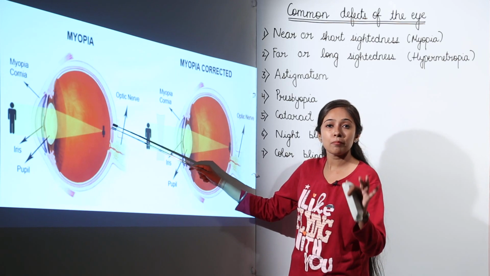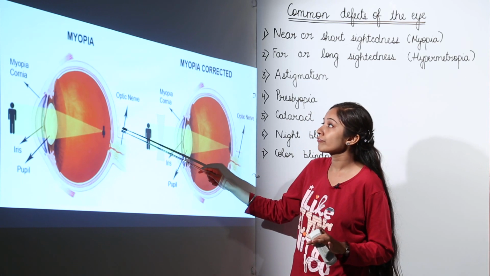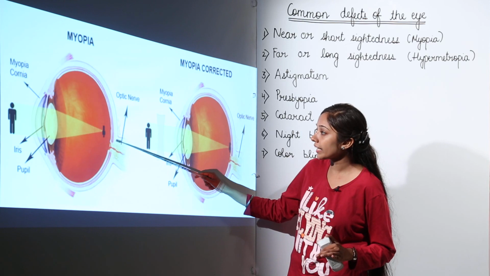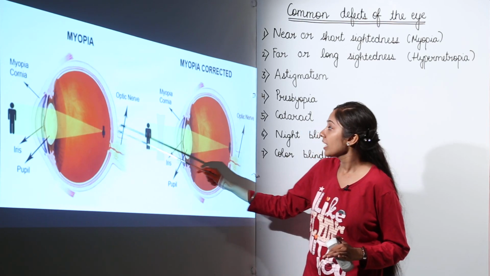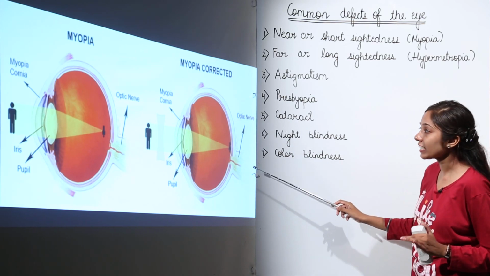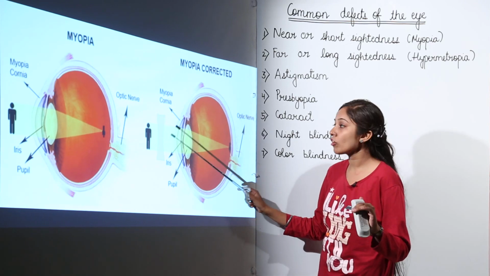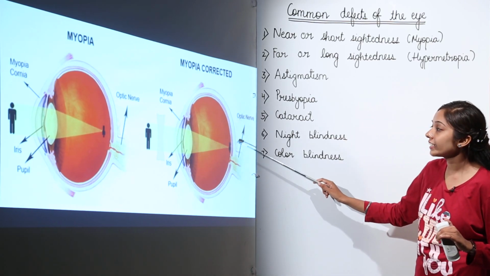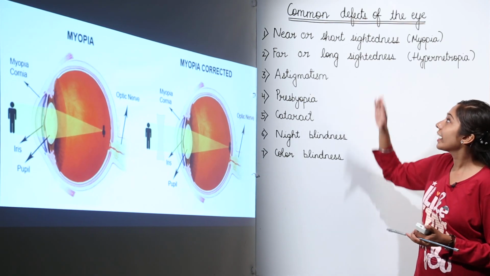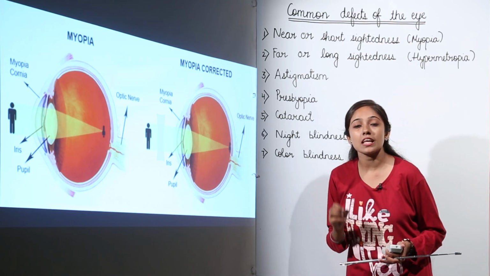As you all know that the image of the objects needs to be formed on the retina, but if you are suffering from myopia, the image is formed in front of the retina, not on the retina, but in front of the retina. And this defect, myopia, can be corrected by using a concave lens. This is a concave lens which helps in the formation of the image on the retina, not in front of the retina.